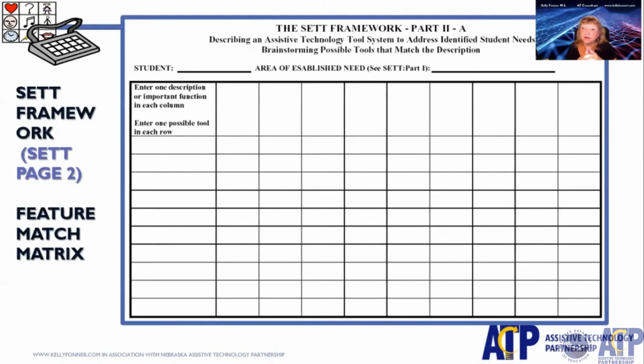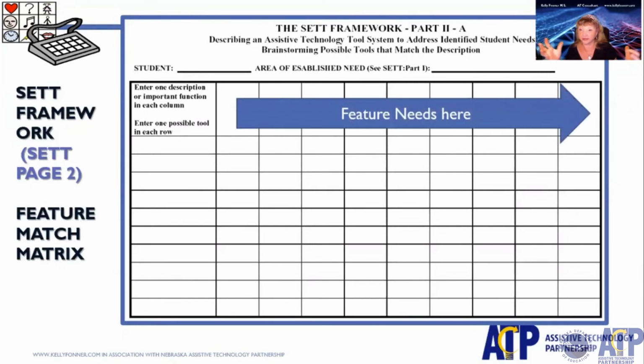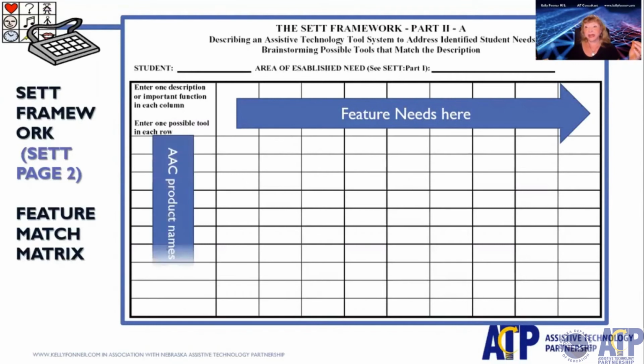And just like any other type of feature match process, we're looking for AAC systems in creating this feature match list. This is just the feature match form from the SET framework, where the features go across the columns and the names of the apps or dedicated devices or low-tech tools go down the rows. And then in the feature matching process, you go through each item and match up. Yes, it has this feature. No, it doesn't. Yes, it has this feature. No, it doesn't. And in the end, you end up with this matrix that shows you, of all the tools that people were thinking about, which tools have the most matches to the features that this consumer needs. And that helps make your decision about where to start with trials.